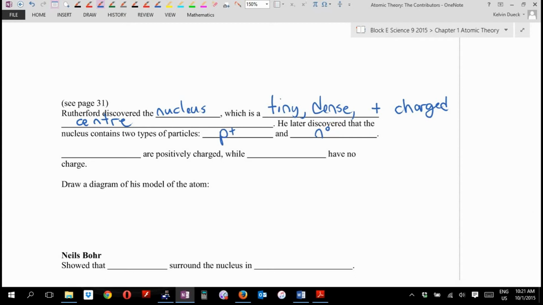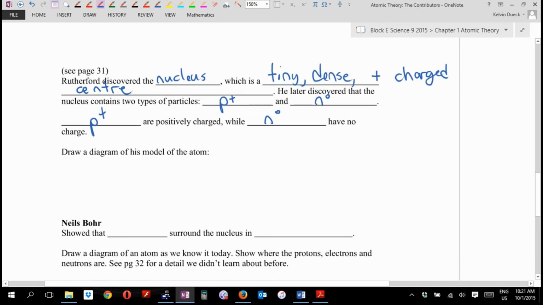Which ones are positively charged? Protons. Which ones have no charge? You have to be a little bit careful because every year there's a kid that goes, oh, neutrons are negative. Sorry, that also begins with it. Neutrons are neutral, have no charge.